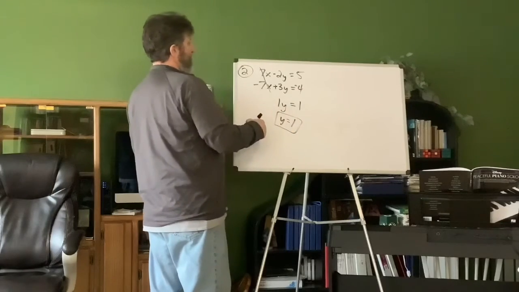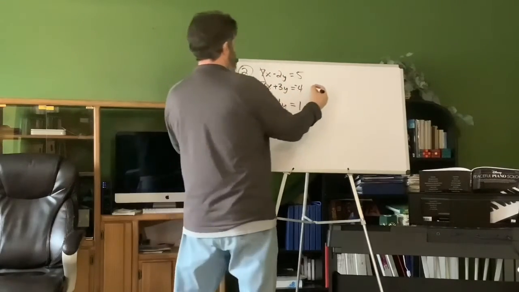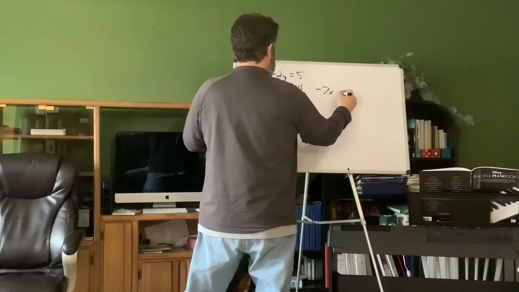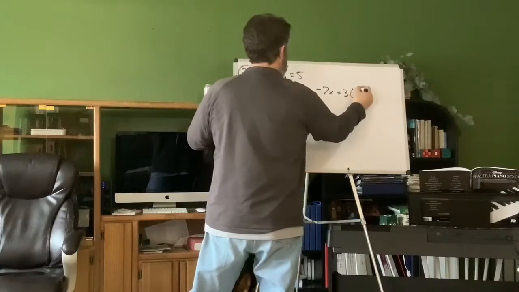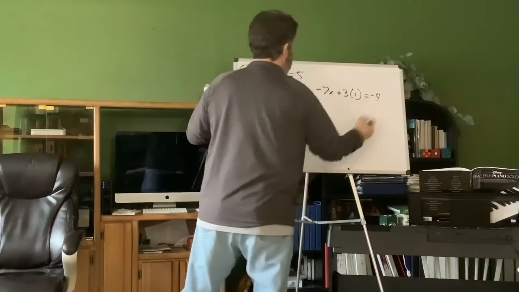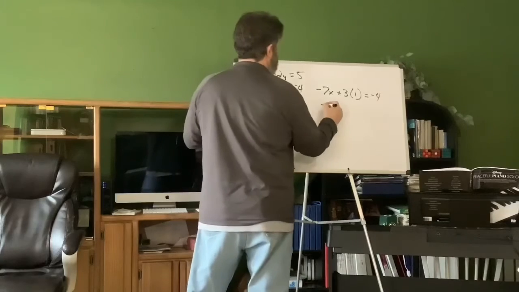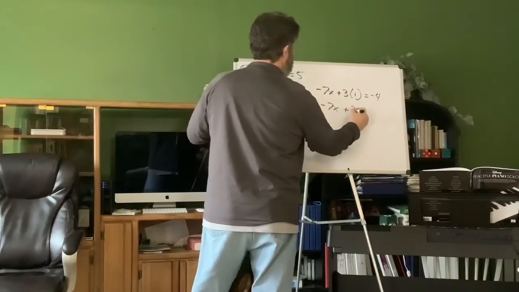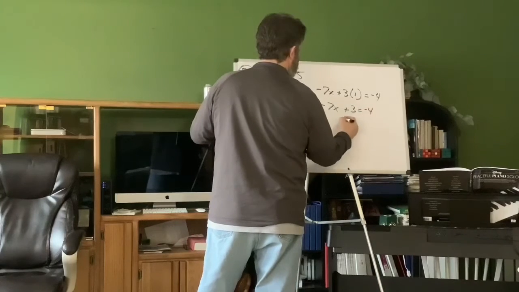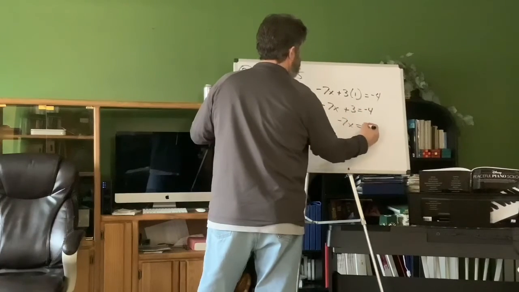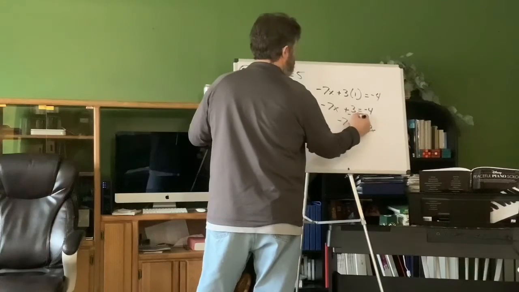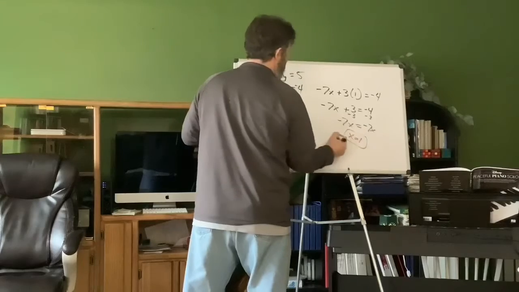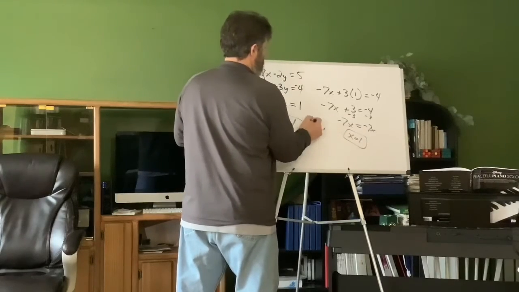Okay, I'm going to guess you're going to plug into the top, so I'm going to plug it into the bottom. Okay, so here I go. -7x plus 3 times 1 equals -4. -7x plus 3 equals -4. -7x equals -7. I had to subtract 3 from each side, right? So therefore, x equals 1. Okay, 1, 1.